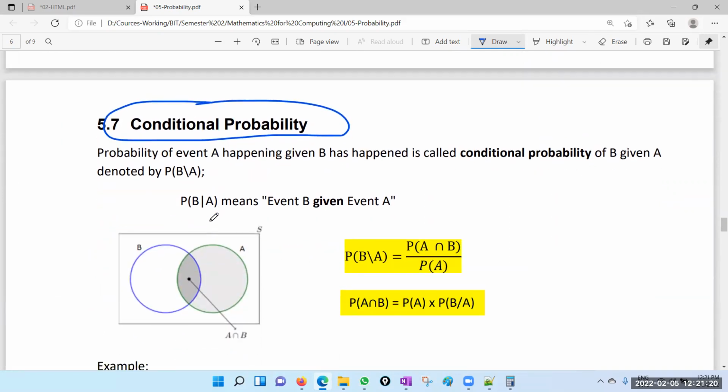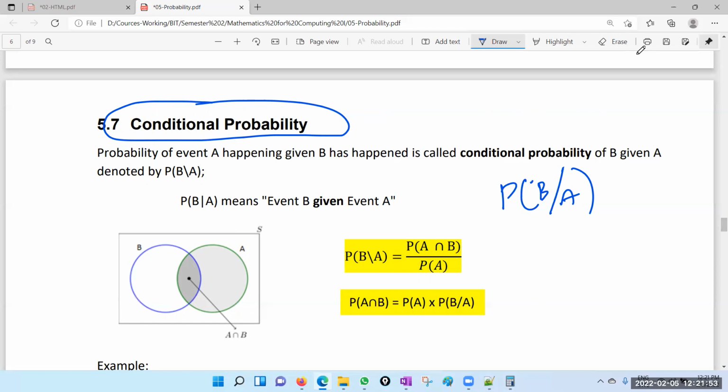Right, what is conditional probability? So conditional probability means we write it like this: probability of B given A. Probability of B given A has happened. Earlier it's just probability of A, probability of B, probability of C. Now this is under this condition of A has happened. What is the probability of B happening? Okay. So you have to think about it.